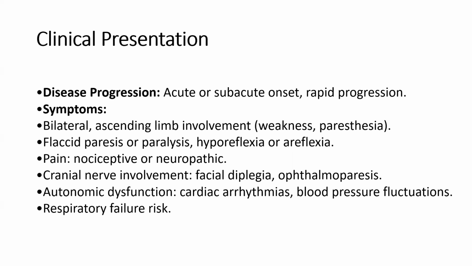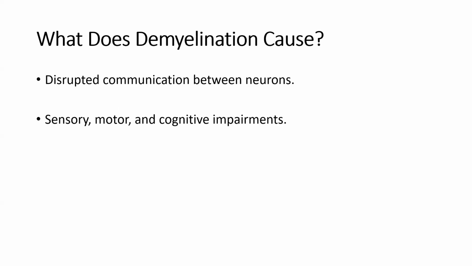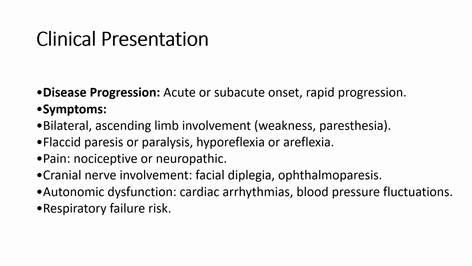Now, as we have seen here, there is a cell-mediated response to myelin protein of spinal roots, peripheral, and extracranial nerves. So depending on which myelin sheath has been affected, if it's in the peripheral nervous system, we're going to have bilateral ascending limb involvement, flaccid paresis or paralysis, hyporeflexia or areflexia. These are some of the symptoms the patient is going to present with. Nociceptive or neuropathic pain, we have cranial nerve involvement.